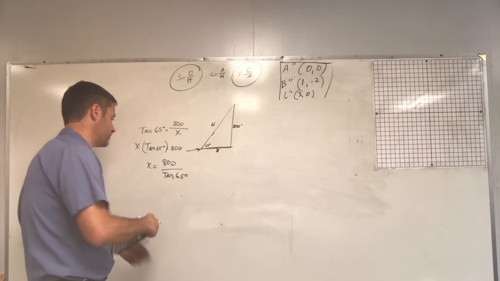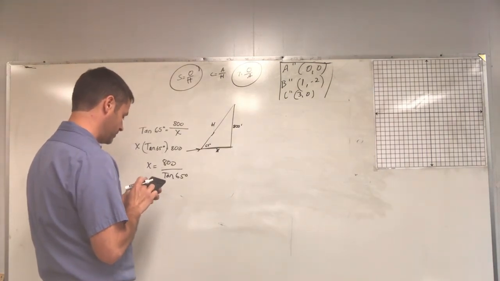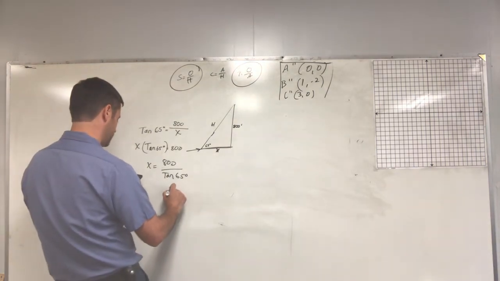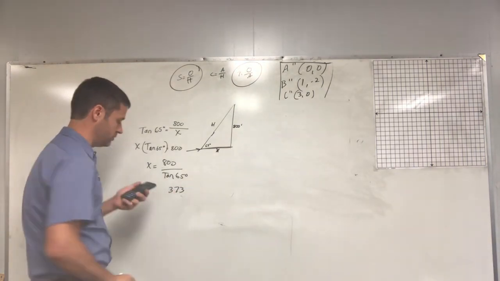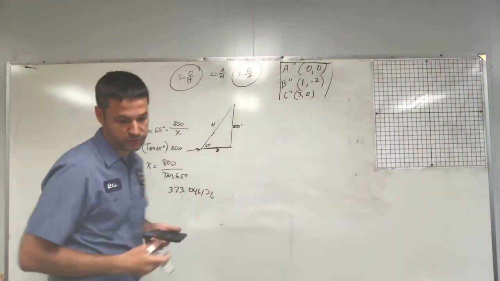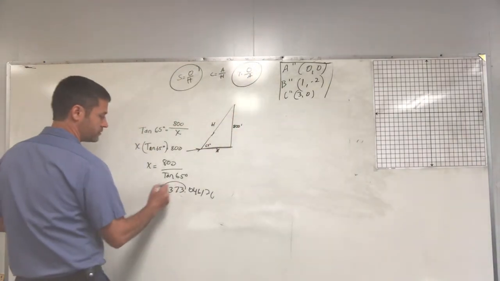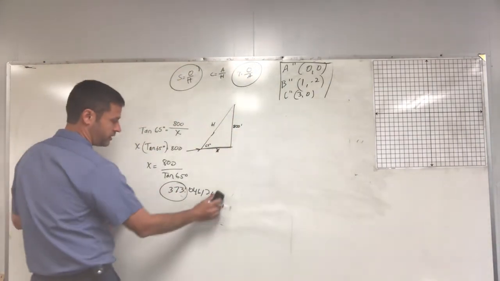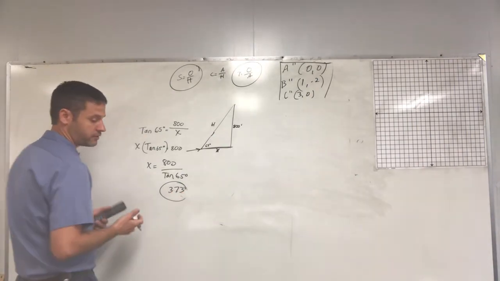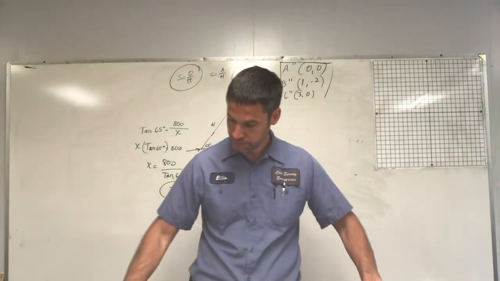Get your trusty calculator and ask it what 800 divided by the tangent of 65 is, and it will tell you that it is 373.046125. And does it ask for rounding? Not really. It doesn't say to round, but it doesn't say not to round. So 373 feet is correct for problem 23.